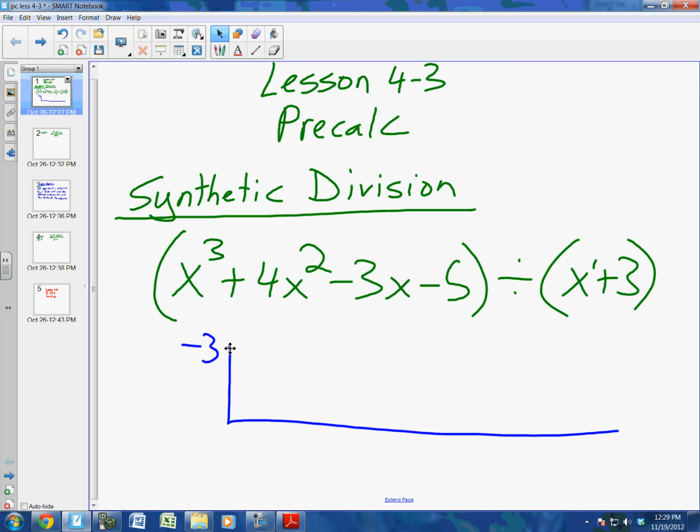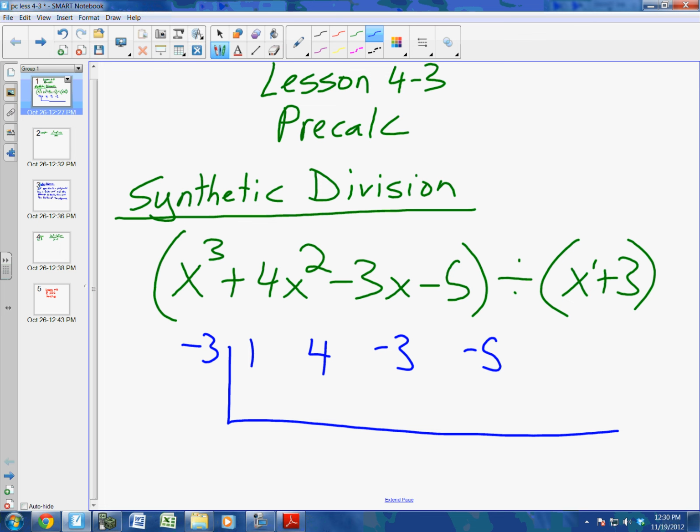If it would have been educated guesses, 3 was an educated guess, but it was the wrong answer. Okay, what numbers go inside here? 1, 4, negative 3, negative 5. And I bring down the first number, and that's how you set it up.